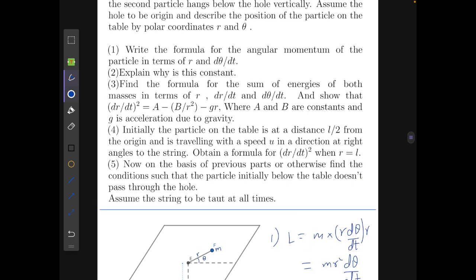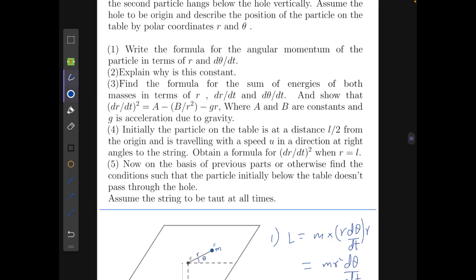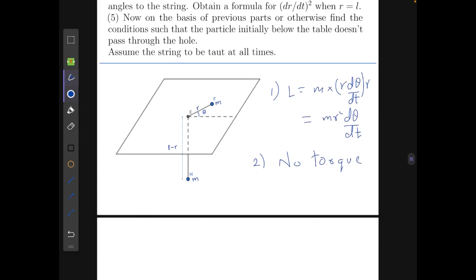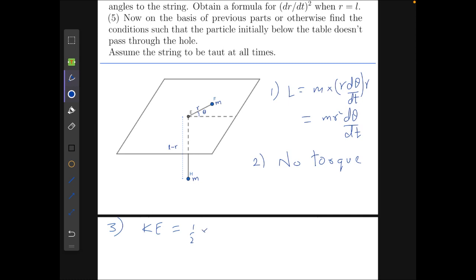Okay, so for part 3, find the formula for the sum of energies of both the masses in terms of r, dr by dt and d theta by dt, and show that dr by dt whole squared equals a minus b over r squared minus gr, where a and b are constants and g is the acceleration due to gravity. So here, the kinetic energy for the particle on the table is half times m times dr by dt whole squared plus r squared times d theta by dt whole squared.